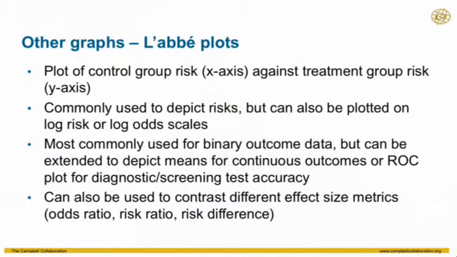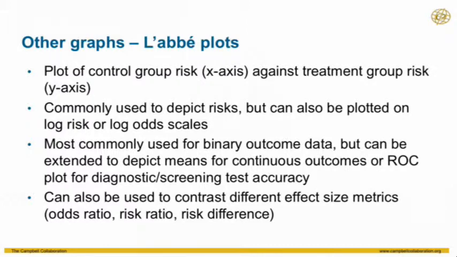Okay. So the last type of graph that may be useful for those of you who have binary outcome data is a Labbé plot. Typically these would be plotting control group versus treatment group risks. If you've got binary outcome data, that's typically what I think about using them for, but you can actually use them for lots of different effect size metrics. You might use them for risk ratios or odds ratios. You can also use them to plot means of your treatment group and your control group against each other.